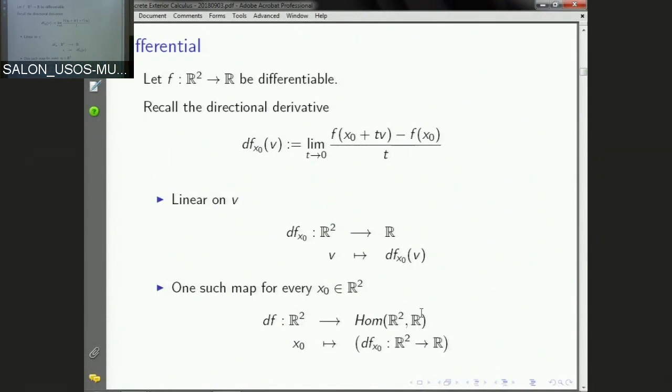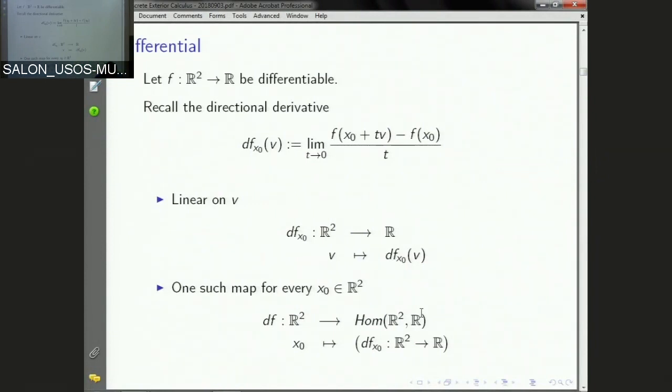So consider a function from the plane, or an open set of the plane, to the real numbers, differentiable, and recall the definition of a directional derivative. The directional derivative of f at x0 in the direction of v is the limit of this Newton quotient. Okay? We all know that, we all believe it, that's the correct definition.